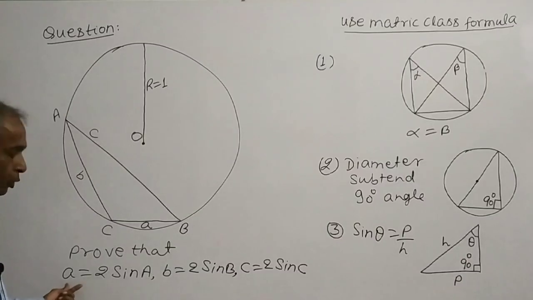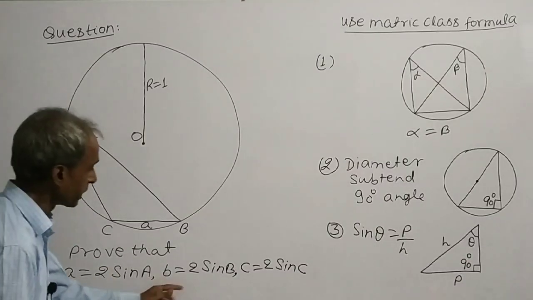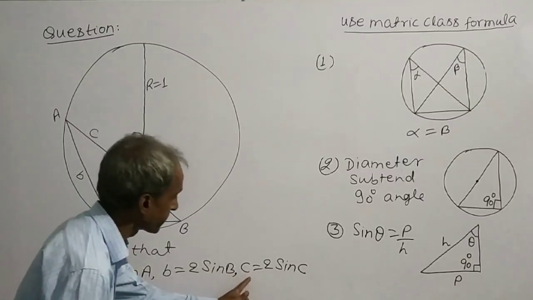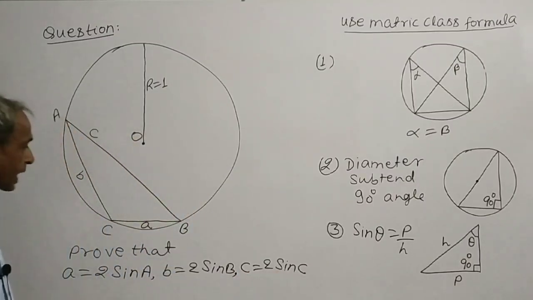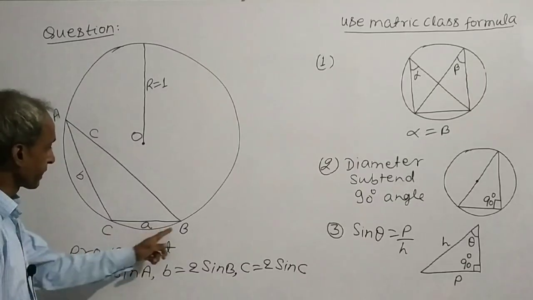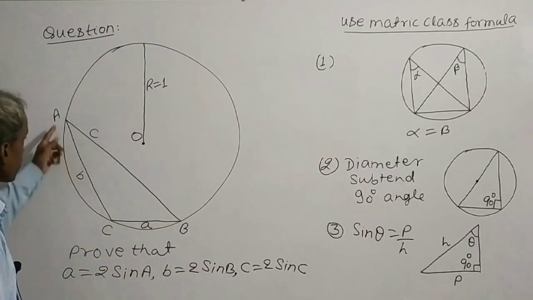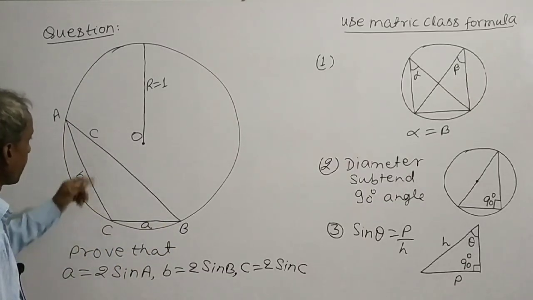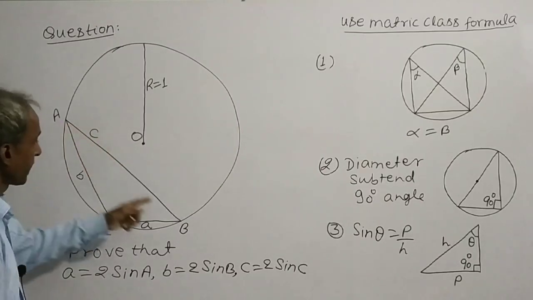We have to prove that a is equal to 2 sin A, b is equal to 2 sin B, c is equal to 2 sin C, where a is side length CB, b is side length AC, and c is side length AB.